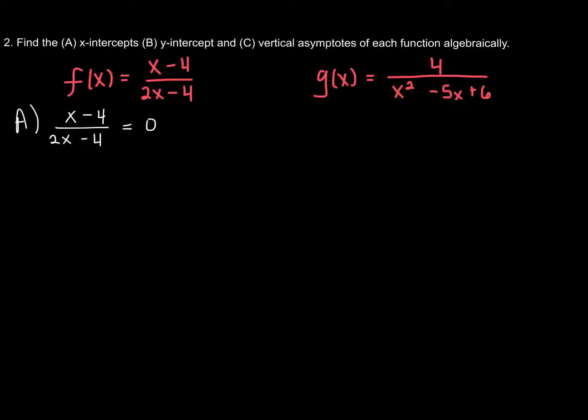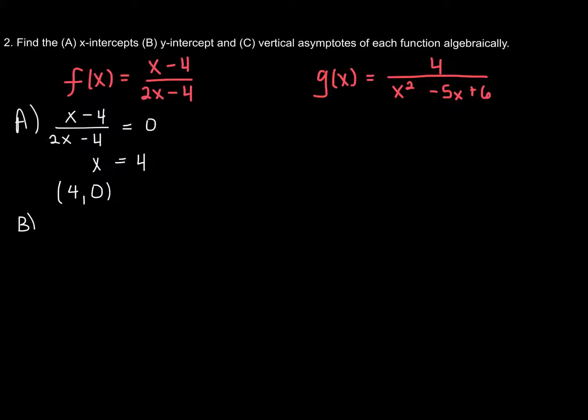Now notice that when I do so, I end up with a rational expression set equal to 0. Well, a fraction will be equal to 0 only when the numerator is equal to 0. In other words, I can multiply by the denominator on both sides, and this will still be 0, so I'll have x minus 4 equals 0, and that means x will be equal to 4. All right, so I know that the x-intercept is going to occur at (4, 0).